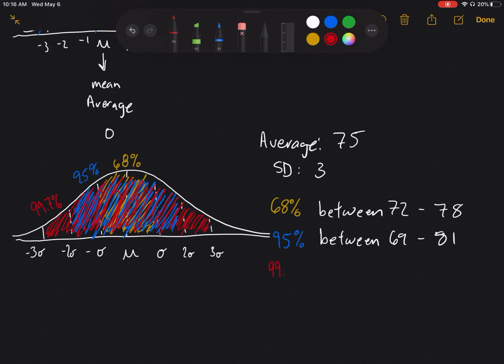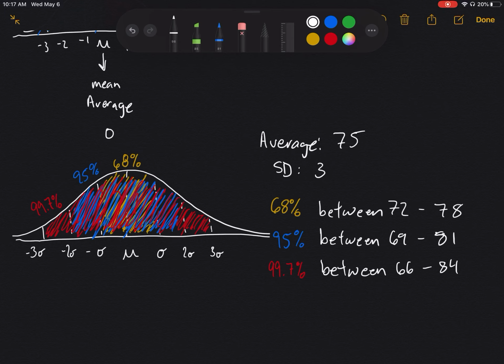So you have a 99.7% chance that your score is between a 66 and an 84, right? Now, I didn't just come up with these numbers, okay? These are the true area under the curve values.